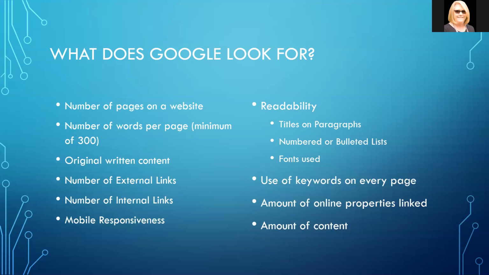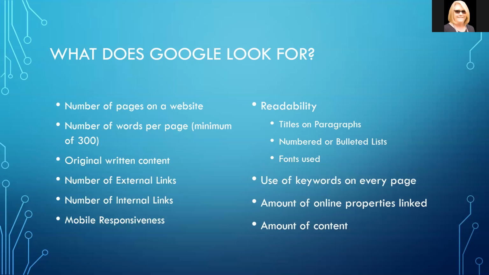original, number of external links and internal links, is it mobile responsive or mobile ready, what is the readability, have they actually used titles on paragraphs, do they use numbered or bulleted lists within the paragraphs, what are the fonts that they use, are the fonts easily read, and the size of the font, and then the keywords, the long tail keywords that they've identified in the planner, that these are the ones I want to get found for. Can you find one of those on every single page in the website?